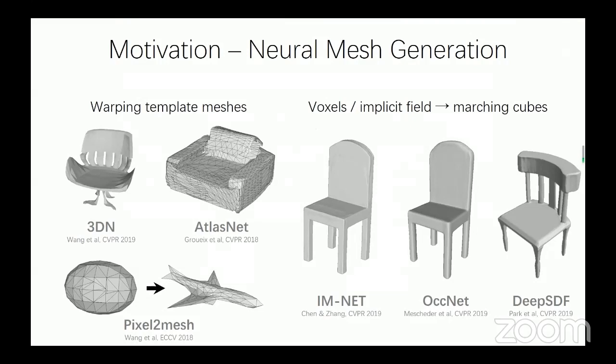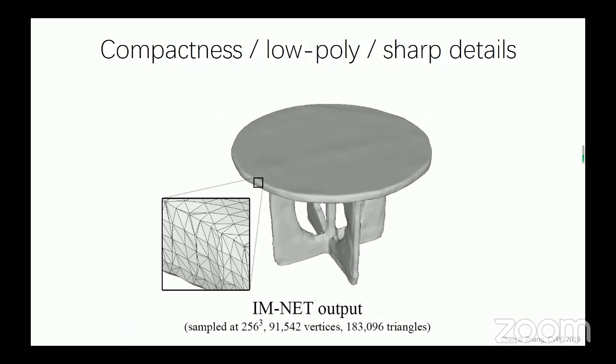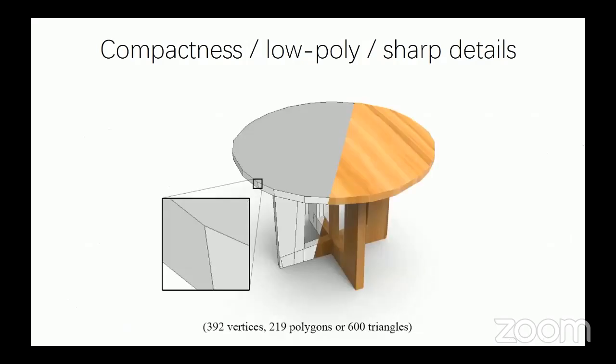However, implicit methods require marching cubes to extract the surface mesh. The extracted meshes are not compact and contain too many polygons. In this example, we show a 3D object generated by IM-Net. The mesh is obtained by running marching cubes at a resolution of 256, and it contains hundreds of thousands of vertices and triangles. We would prefer to have a compact output mesh with a few hundred vertices and retain the ability to represent complex structures.